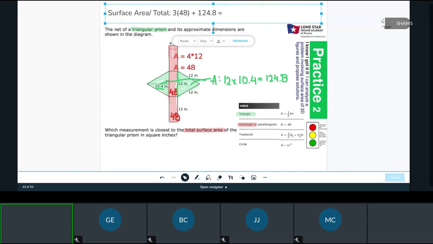Zainab, I see details of your work. Well done. Let me see. Quinn is working it out. Raylan, show me your work. Stella, what did you get? Stella is working it out.